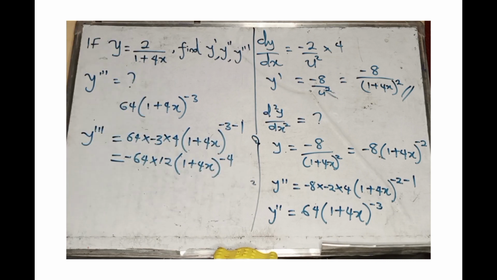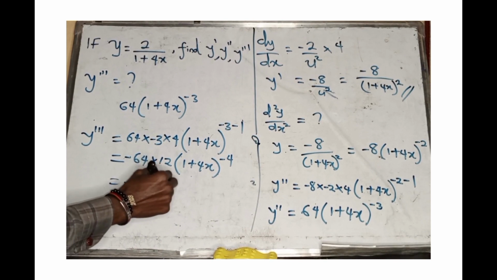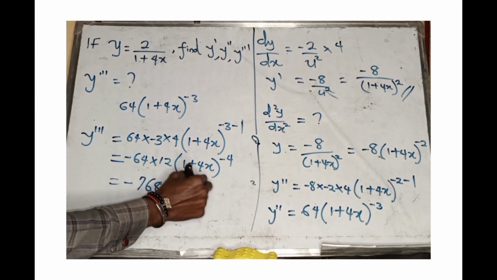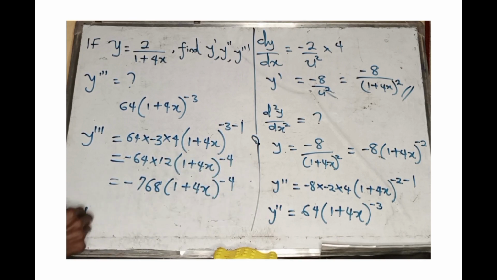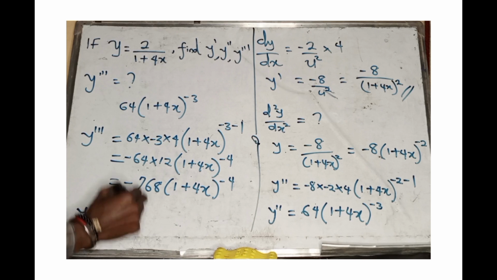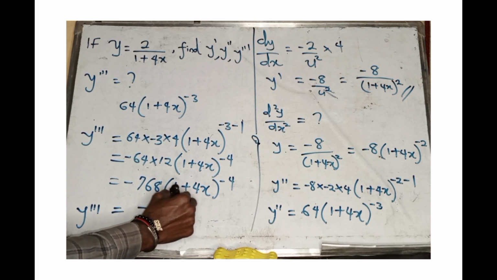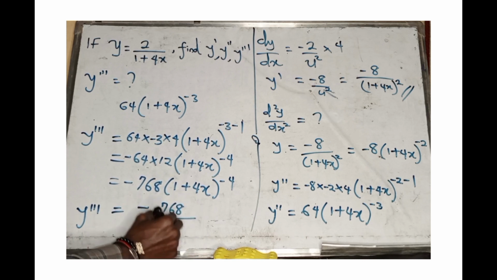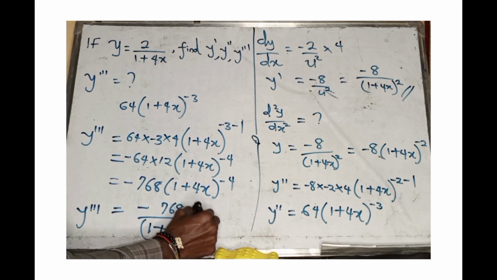Okay, so now let's check. What is minus 64 times 12? Okay, now you know that 64 times 12 is 768. Then I have 1 plus 4x power minus 4. So in a nutshell, I can leave my answer, that is my y prime prime prime, in bracket form or in rational form, to be minus 768 all divided by 1 plus 4x all power 4, by law of indices.